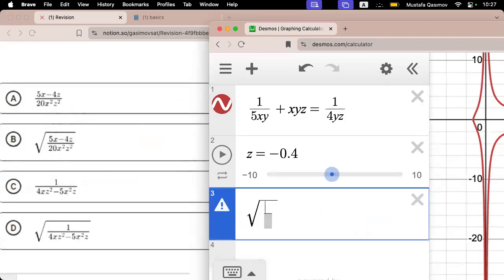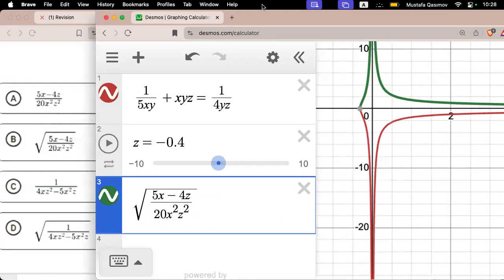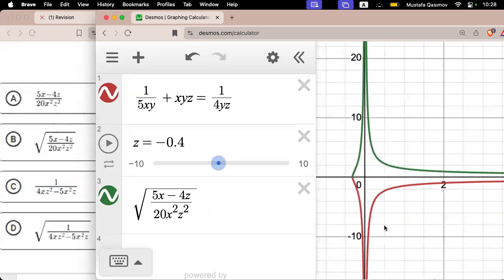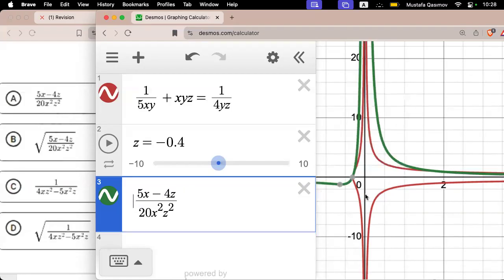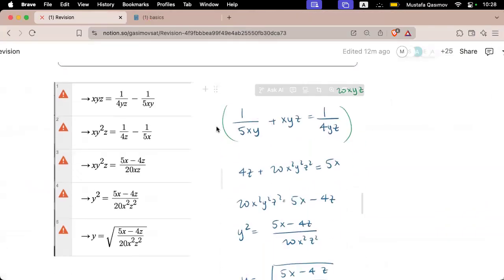Square root of 5x minus 4z over 20x squared z squared. You can see that one part is totally the same as the first one, right? So it means that it is correct. We don't have the second part in this one because we have a square root. When it is a square root, it cannot be equal to a negative number. But when you, for example, delete the square root, it will be totally different. So this one is simpler than that one.